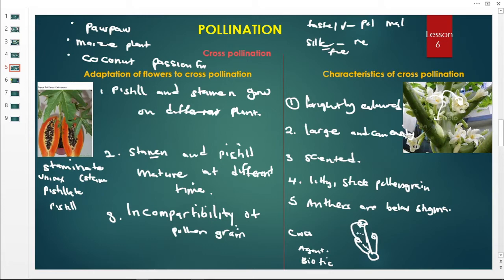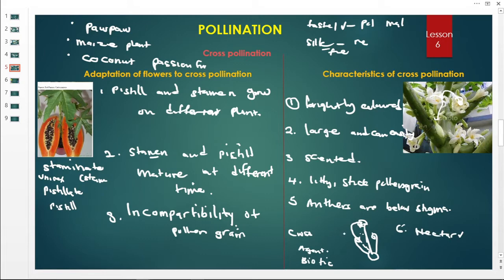Then the adaptation, or the ability, becomes the stamen and the pistil maturing at different times. Then the characteristic becomes that the anther is below the stigma. Then another characteristic, number 6: they produce nectar. So the nectary glands in their petals produce nectar, which will be sought by the agents of pollination.